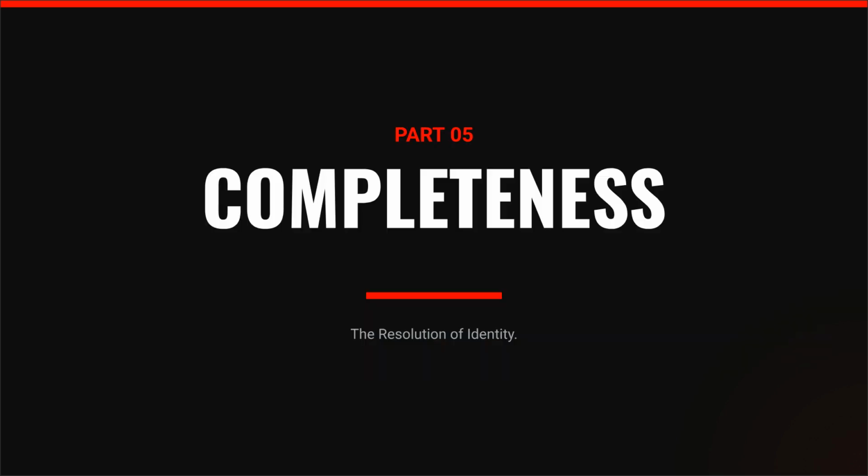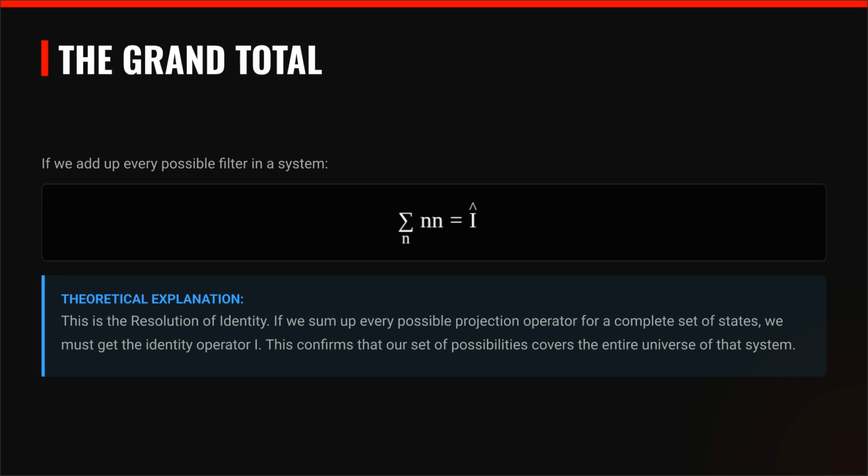Part 05 explores the concept of completeness, also known as the resolution of identity. The resolution of identity states that summing every possible projection operator for a complete set of states yields the identity operator I. This confirms that all possibilities for the system are covered.